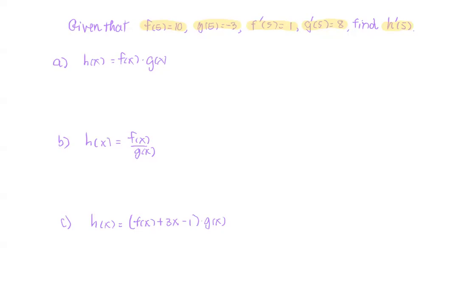In part A, it is in the product form. When we use the product rule, we identify the two different functions. They are function f and function g, and we're going to find the derivative of each of them and multiply one with the other's derivative and add them up. So h prime is the derivative of the function f times the function g plus the function f times the derivative of the function g.